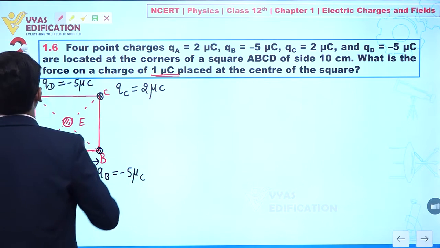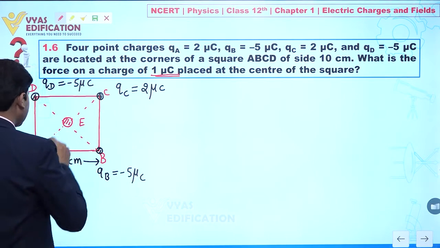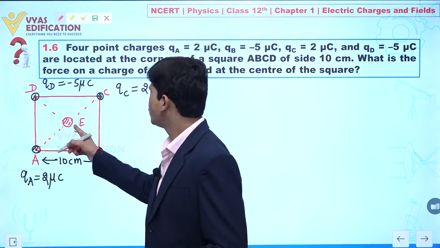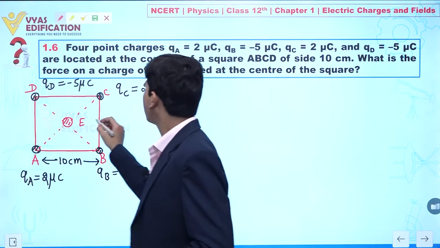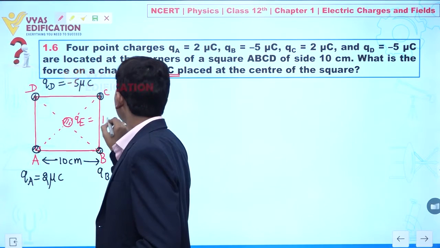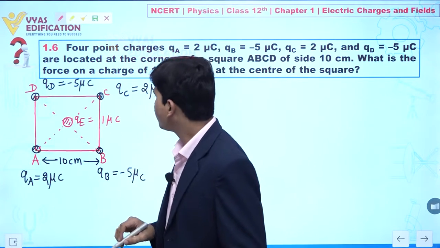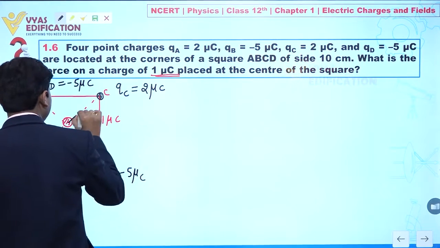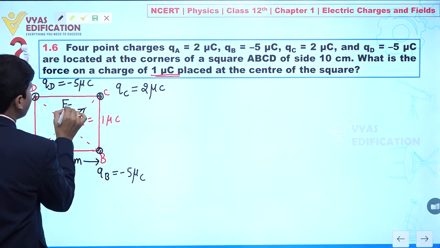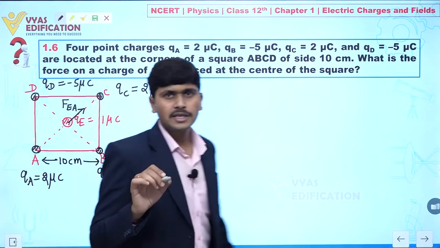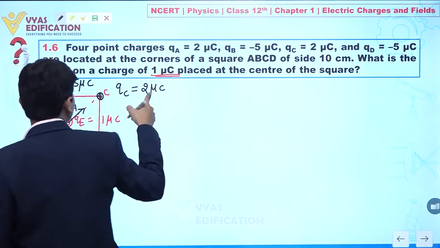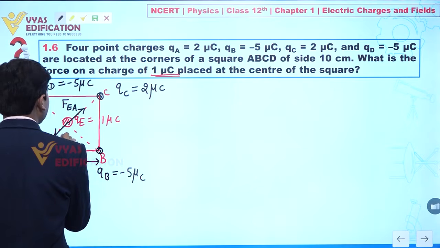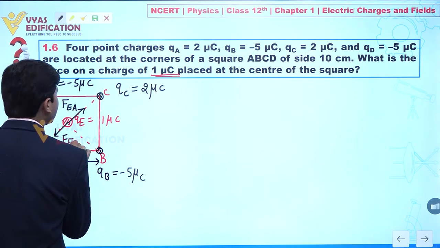Now concentrate. First, charge QA is positive, and charge QE is 1 microcoulomb, which is also positive. So from here we can draw the direction of forces like this. This is the force acting on E by A. Now, because this is 2 microcoulomb and this is 1 microcoulomb, this force F is acting on E by C.